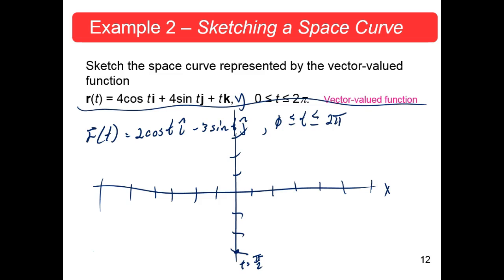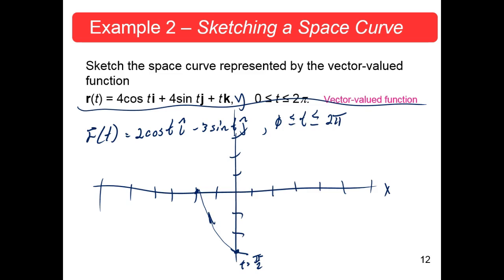Give me another t. Pi. Okay, we'll do pi. Cosine of pi is? Negative 1. So it'll be a negative 2 for your i. And sine of pi is 0. So there, that one is. So we know we're moving from here to there, because we're going in that direction.